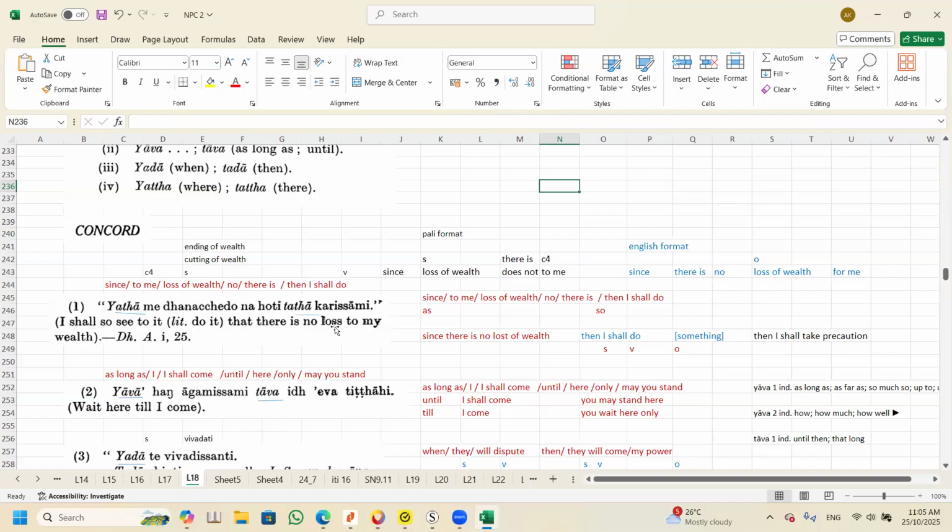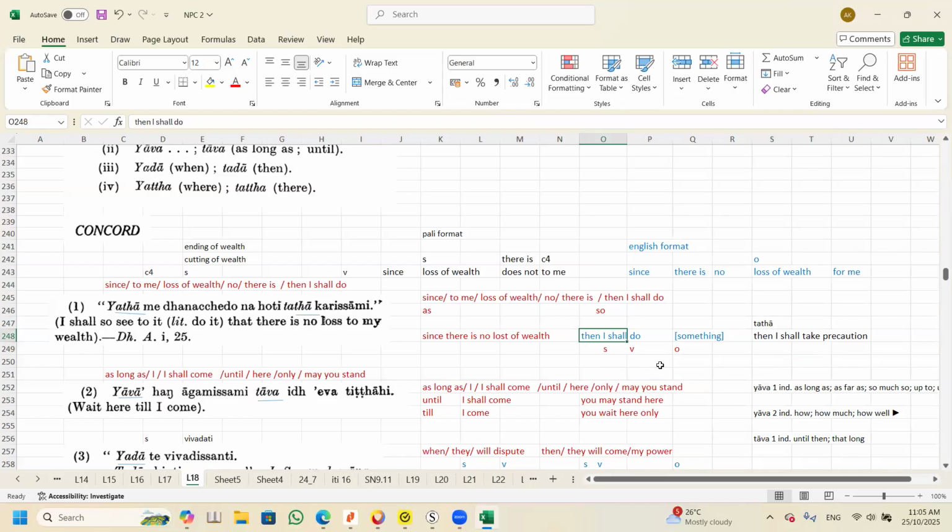Now, going to do the next line. The next line is here, so you see I do it. Can you see the word "tata karissami"? Here, this word "then" is "tata". Can you see this is "tata"? Then I shall do. Can you see "I shall do"? The word "ka" is do.